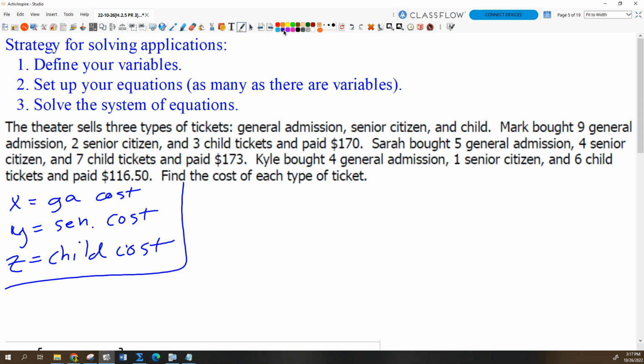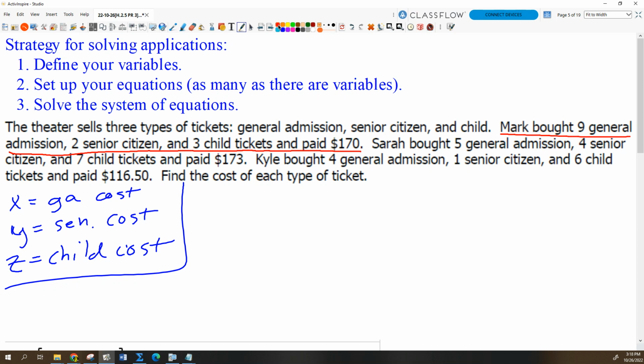Now the issue is, we've got 3 variables, or 3 unknowns. How many equations must we have in our system? 3, a minimum of 3, right? So we need 3. Can we come up with those? Well, let's see. How about this first one? It tells us that Mark bought 9 general, 2 senior, and 3 child tickets and paid $170.